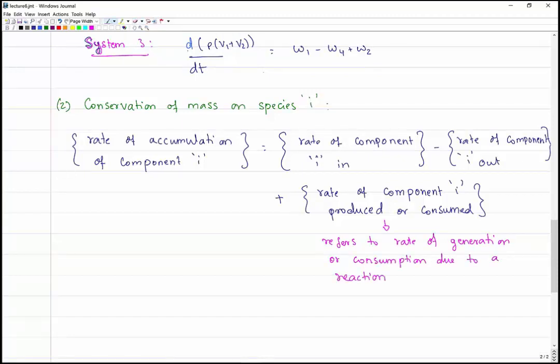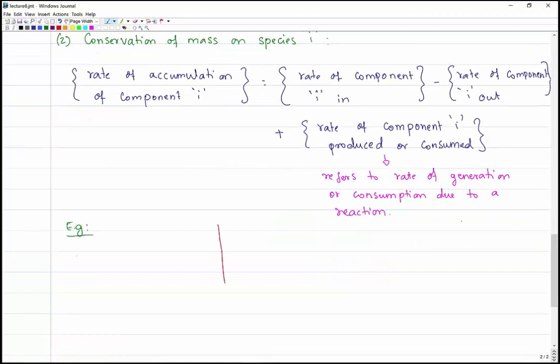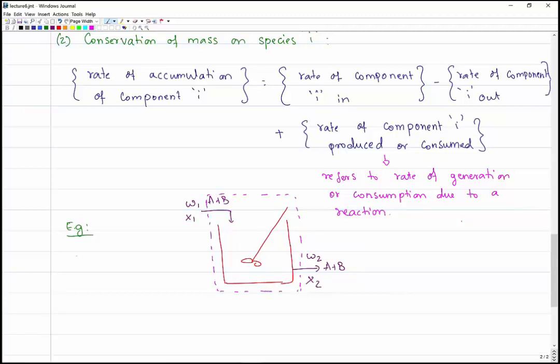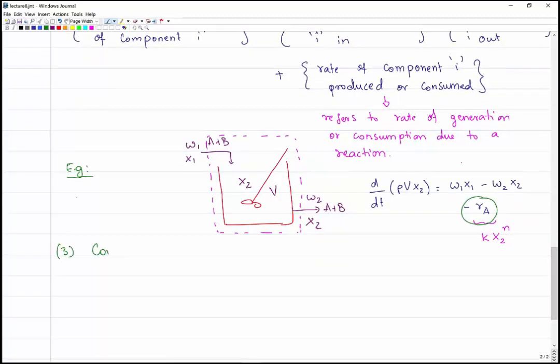So here's a quick example. This is a simple CSTR, continuous stirred tank reactor, with two species entering the system, A and B, and two species leaving the system. Let's assume there is a reaction occurring in the system where A is reacting with something else and forming a new product. In other words, A is being consumed in the reaction. And therefore, on the right-hand side of this conservation law, you're going to have W1x1, that is what is coming in, minus W2x2, what is leaving, minus the rate at which A is being consumed in the reactor.